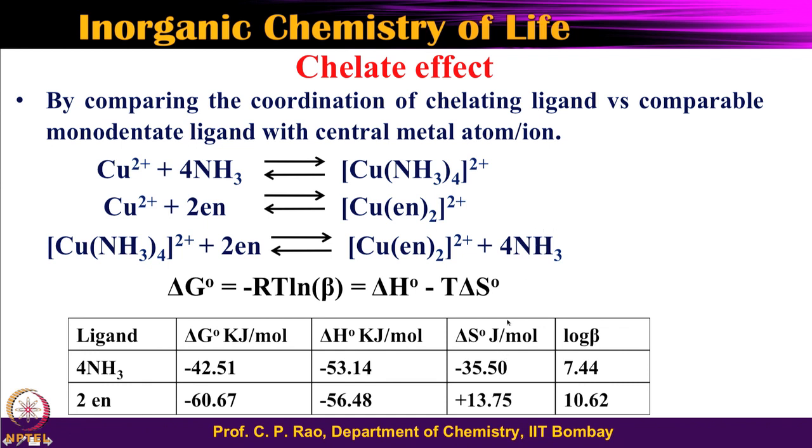and that is called the entropy. Now, look at the entropy term. The entropy term is minus 35 joules per mole and plus 13. So, it goes all the way from minus to plus. Plus means more disturbance, more entropy; minus means less disturbance and less entropy. Therefore, the chelate effect is not really enthalpy driven thermodynamically, it is an entropy driven one.